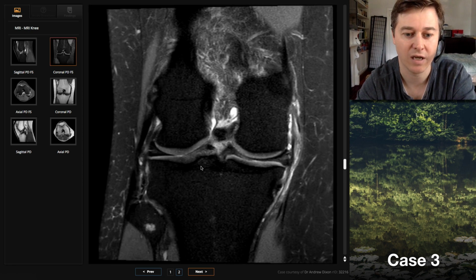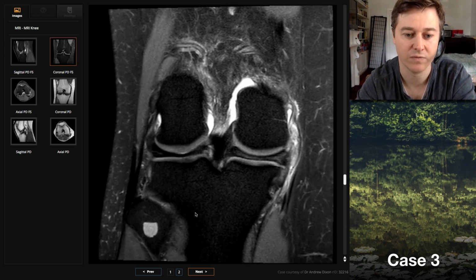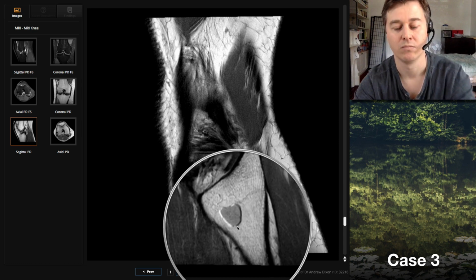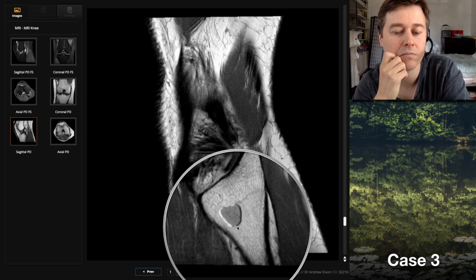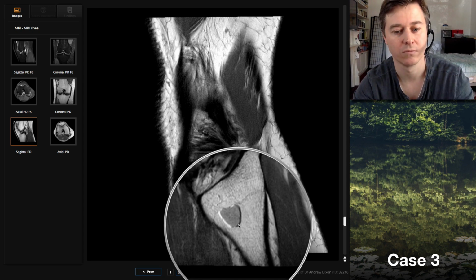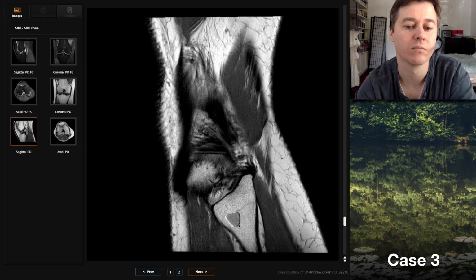What about this in the proximal fibula here? What did you think of that lesion? I thought we have a well-defined lesion that's high signal on the fat sat, and then this is sort of intermediate signal here on just the straight PD. Yep. I thought that this was most likely a little cyst.